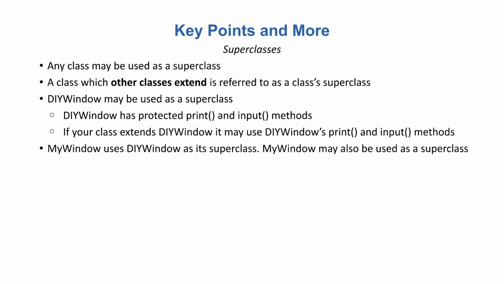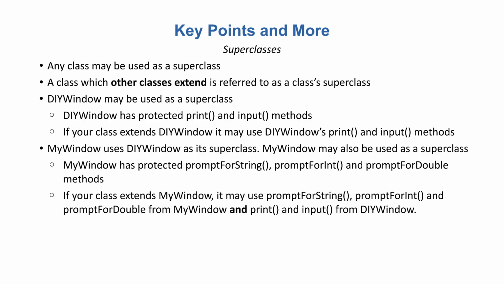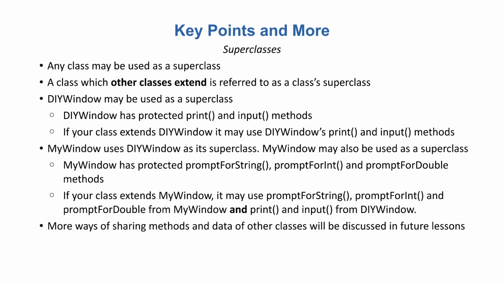MyWindow uses DIYWindow as its superclass. MyWindow may also be used as a superclass. MyWindow has three protected methods, prompt for string, prompt for int, and prompt for double. If your class extends MyWindow, it may use prompt for string, prompt for int, and prompt for double from MyWindow, and print and input from DIYWindow. More ways of sharing methods and data with other classes will be discussed in future lessons.